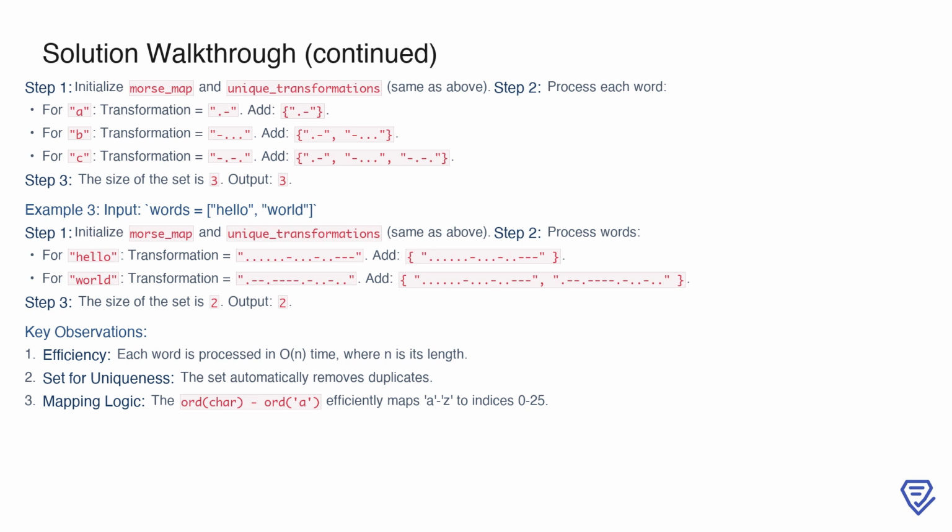Key observations here are that the efficiency of the solution comes from processing each word character by character in O(n) time. By using a set, we ensure duplicates are handled automatically, and the mapping step is optimized by leveraging the ord function to calculate indices for the Morse_map. This approach is both simple and effective for solving the problem.